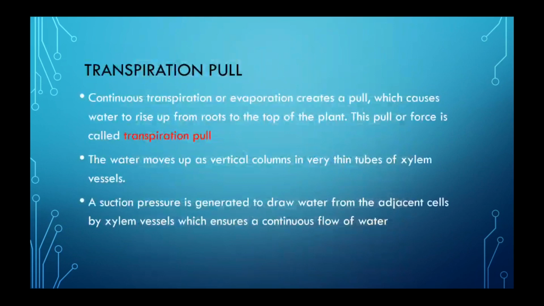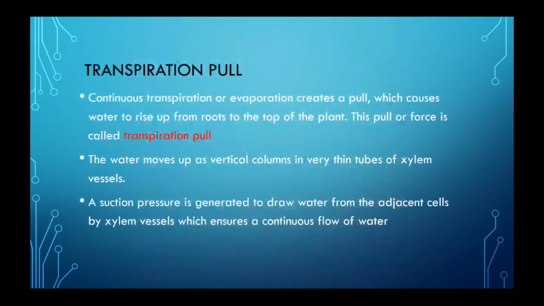The water moves up as a vertical column. It generates a column, okay, and by this column the water rises up from the roots to the leaves, and in the xylem vessels there is a suction pressure, and as the process is continuous, there is a suction pressure. Suction pressure means absorbing pressure, or we can say pulling up force. Pulling up of what? That water. Water from where to where? From roots to xylem, from xylem to the leaves.